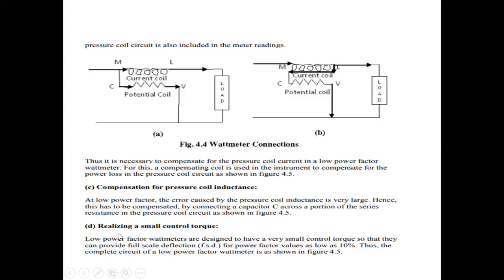And second, realizing a small control torque. Low power factor wattmeters are designed to have a very small controlling torque so that they can provide full scale deflection for power factor values as low as 10%. Thus, the complete circuit of a low power factor wattmeter is shown in the figure.